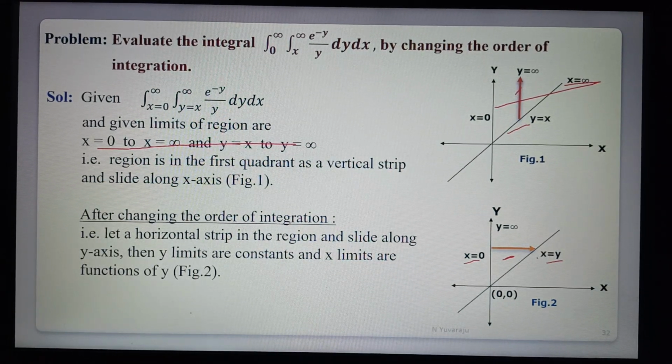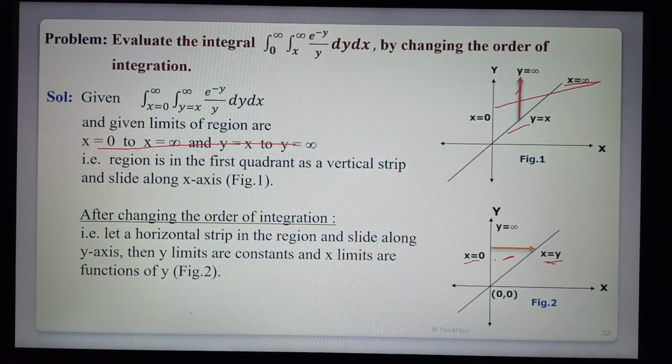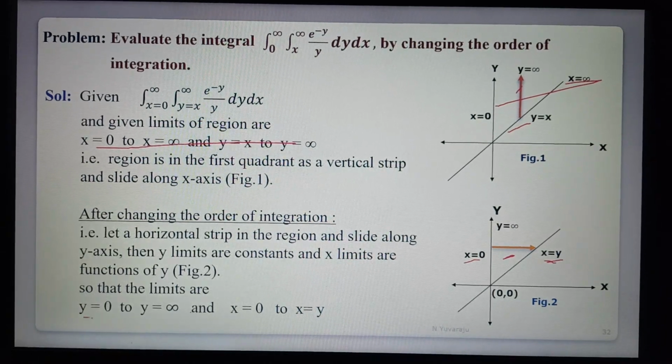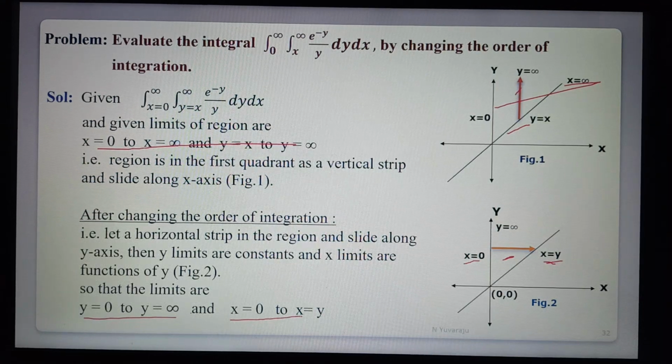The ending curve is x is equal to y. The second edge is on the curve x is equal to y. So the x limit is x is equal to y. So those are the new limits: y is equal to 0 to infinite and x is equal to 0 to y. Then after changing the limits, the new limits, okay. So now finding the integration.